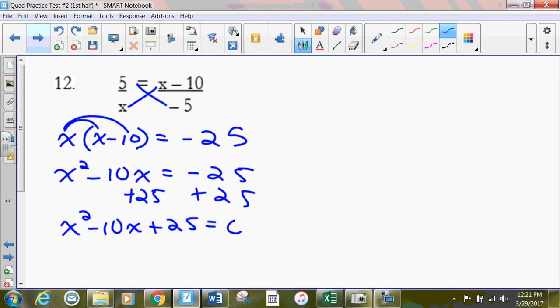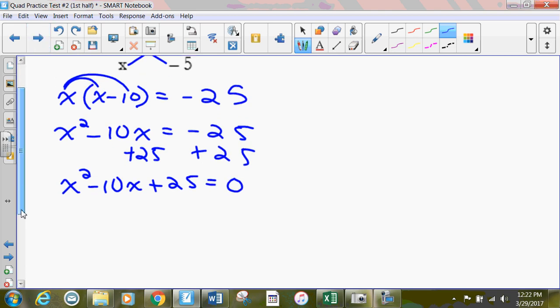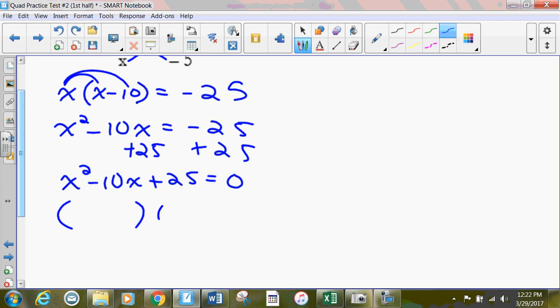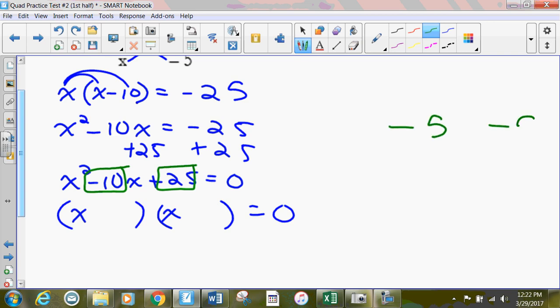Now we're looking for two numbers. Because we have a trinomial, we're going to set this up. We're looking for two numbers that multiply together to equal positive 25, and then add together to give me a negative 10. Well, two numbers pretty much pop in my head. How about yours? How about negative 5 and negative 5, right? Negative 5 times negative 5 gives me 25, and negative 5 plus negative 5 gives me a negative 10. So we're going to use that.